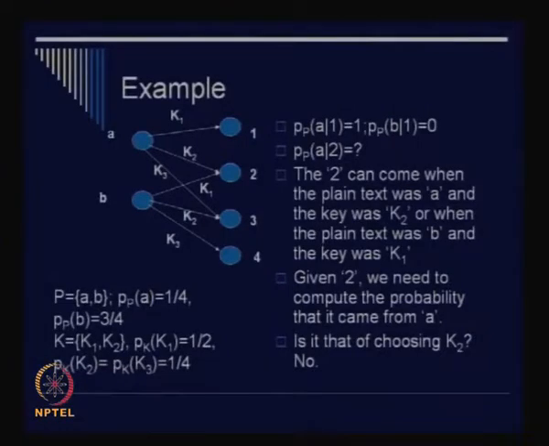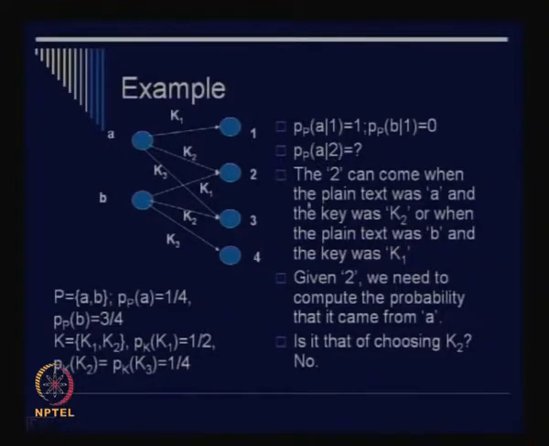For example, suppose your P(A given 1) is 1 and your P(B given 1) is 0, right? So this we have already understood, I guess. That is, if your ciphertext is 1, your plain text can be A, and that occurrence probability is actually 1. And the occurrence of B as a plain text is actually 0. So you would like to compute this also. That is, what is the a posteriori probability that A occurs as a plain text given 2 as a ciphertext.